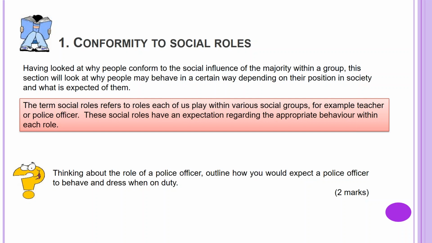So the first question is, think about the role of a police officer. Outline how you would expect a police officer to behave and dress when on duty. This is for 2 marks. You may want to pause the video at this point.